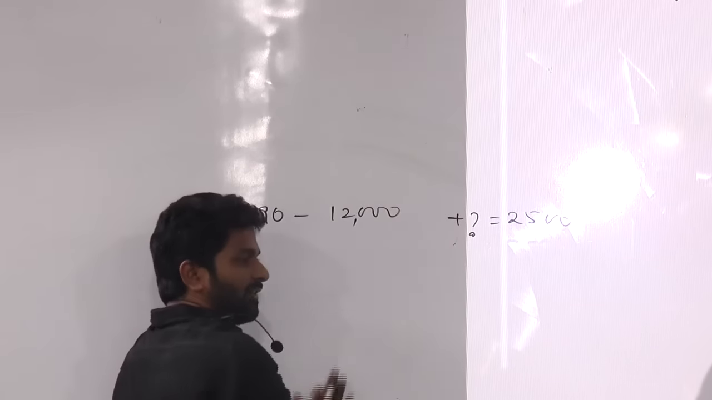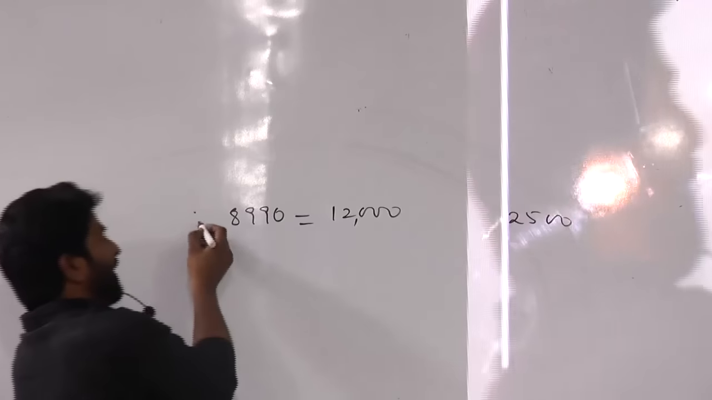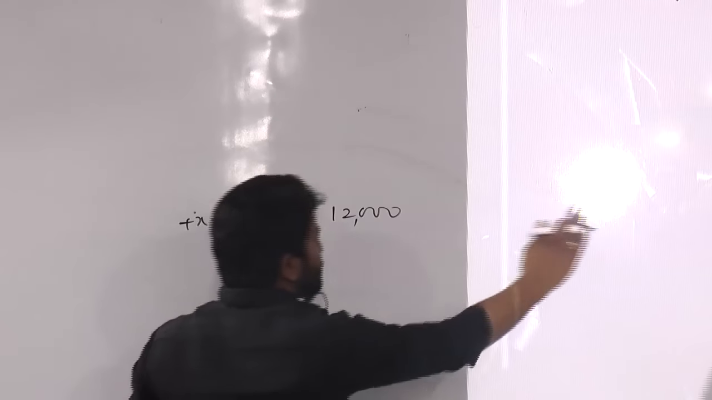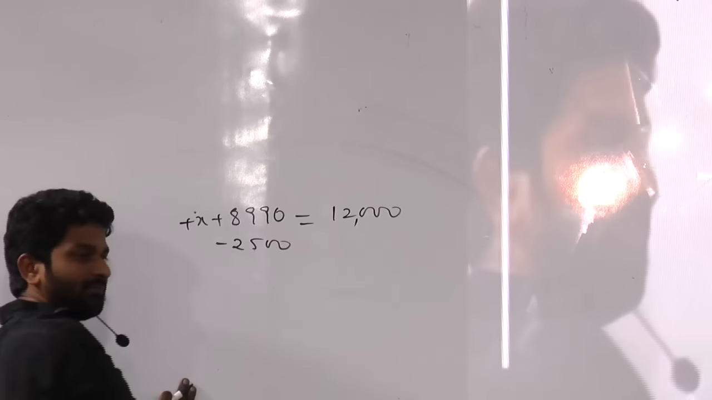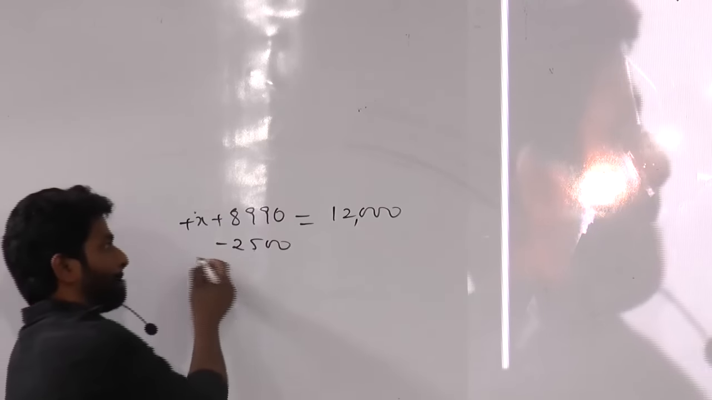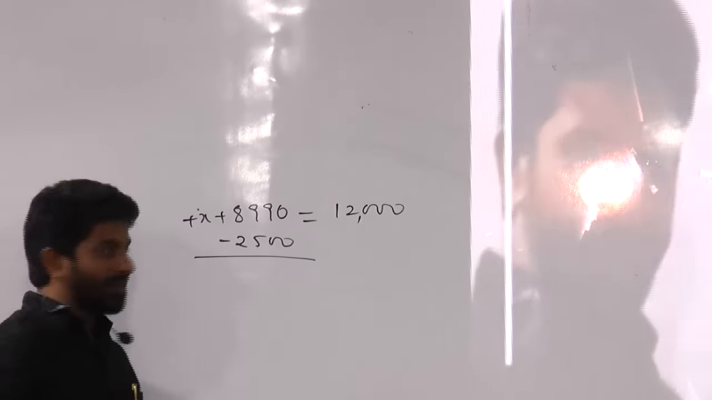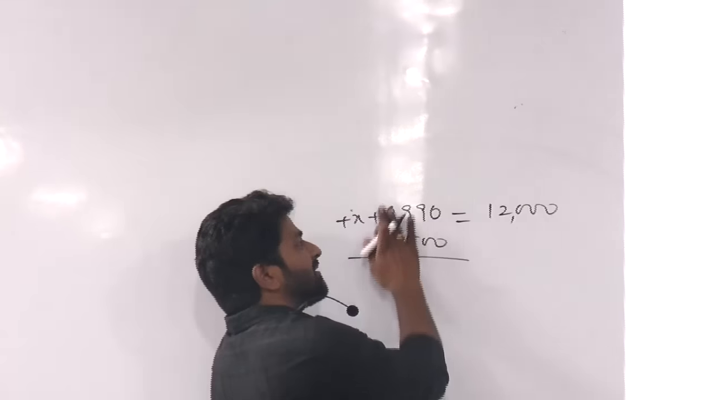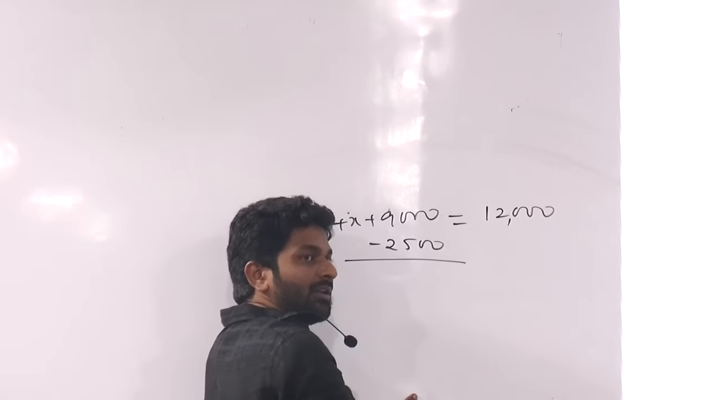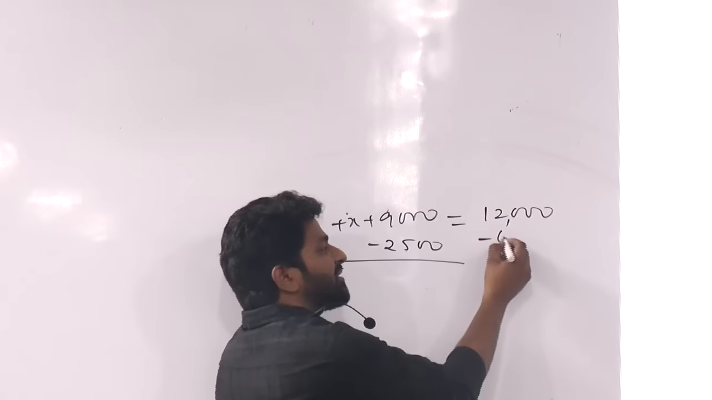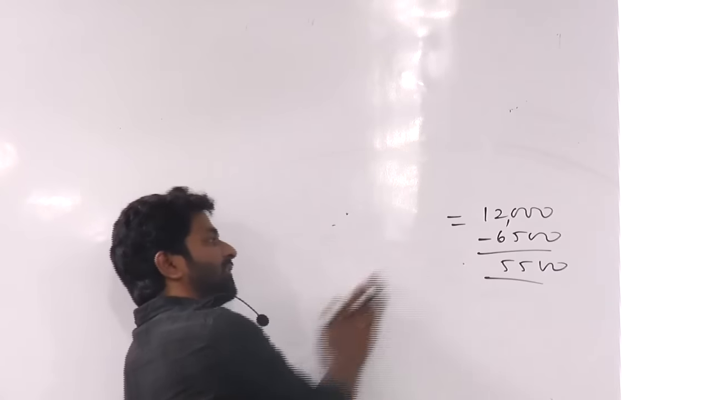Take this to right hand side. That becomes plus 12,000. And you have x here. And take this 2500 to left hand side. That becomes minus 2500. Right? Wait. Look at your options. You have comfortable difference. So let me treat this number as 9,000. 9,000 minus 2,500. 6,500. Subtract 6,500 from this number. 5,500. Your x value is 5,500.